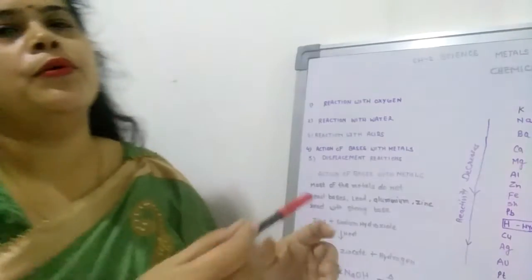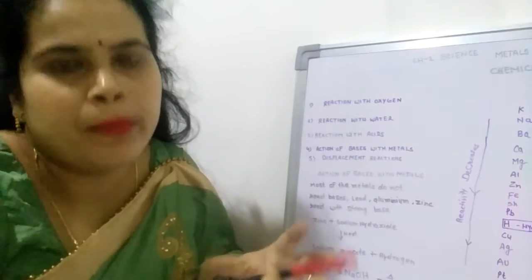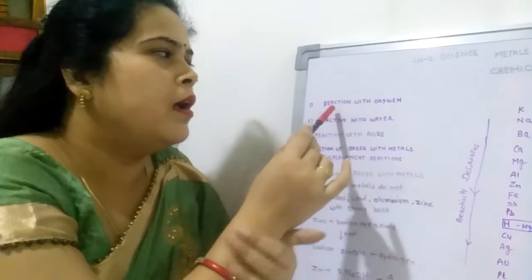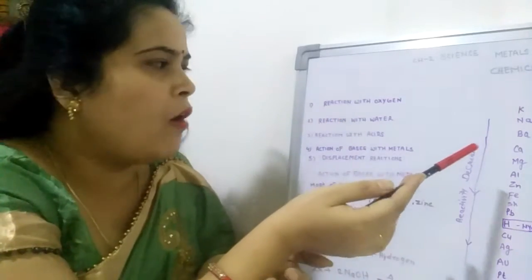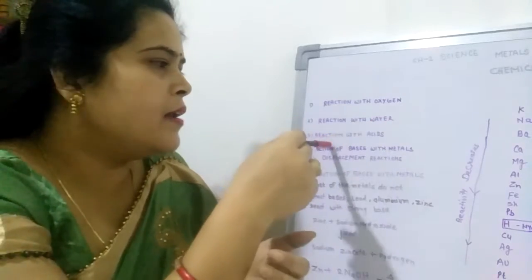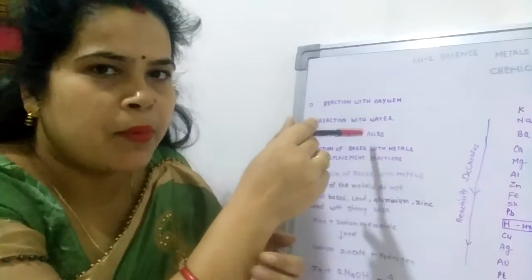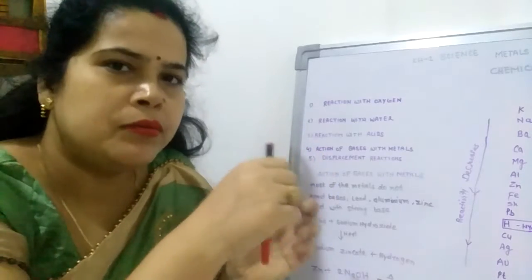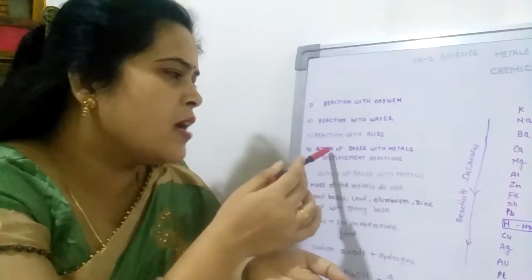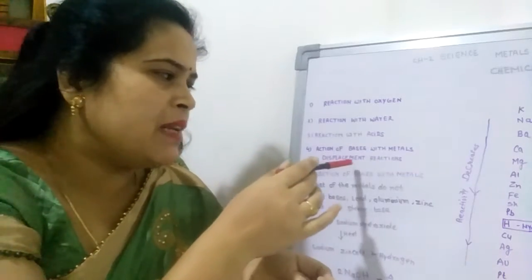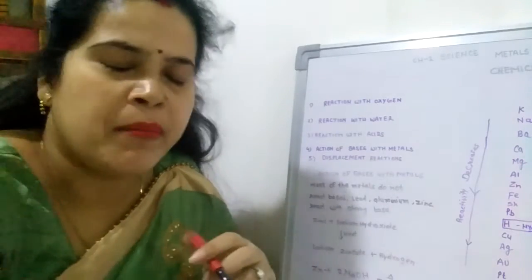Last video I taught you about the chemical properties of metals. So I already taught you about the reaction with oxygen of metals, reaction with water and reaction with acids. These three properties of metals we have done. Today we are going to discuss the action of bases with metals and displacement reaction of metals.